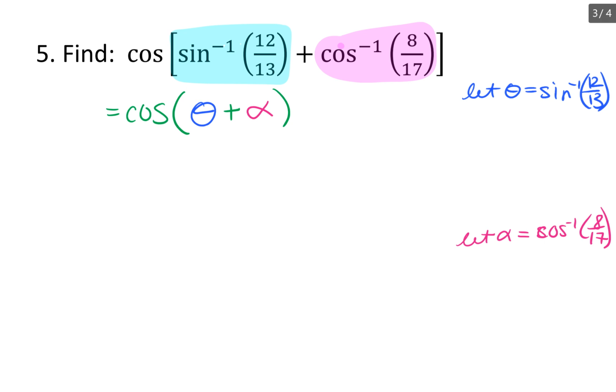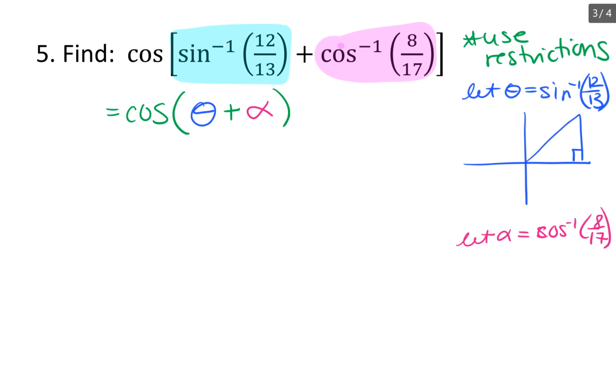For my theta, I can draw my diagram. Because this is not an equation, we are going to use our restrictions. The inverse sine of 12/13 is going to be in quadrant 1, so in quadrant 1, I will draw my triangle. Sine is opposite 12 over hypotenuse 13, and that's a Pythagorean triple. The missing side is 5, so that's 5, 12, 13.